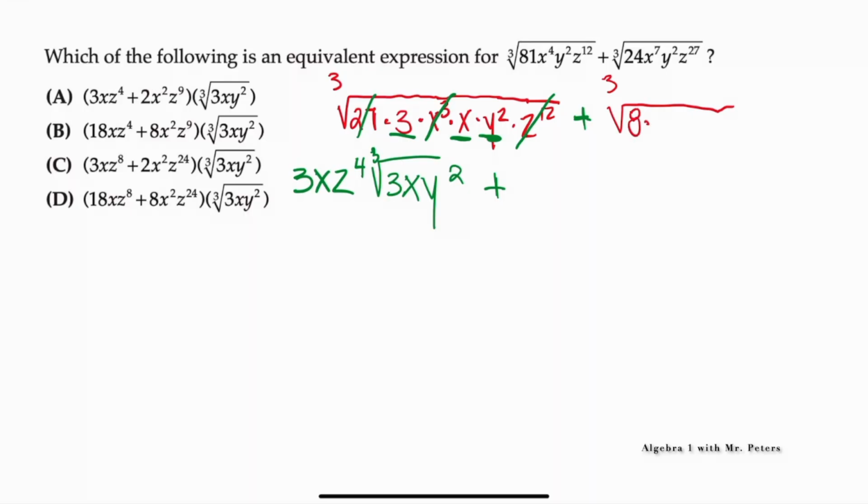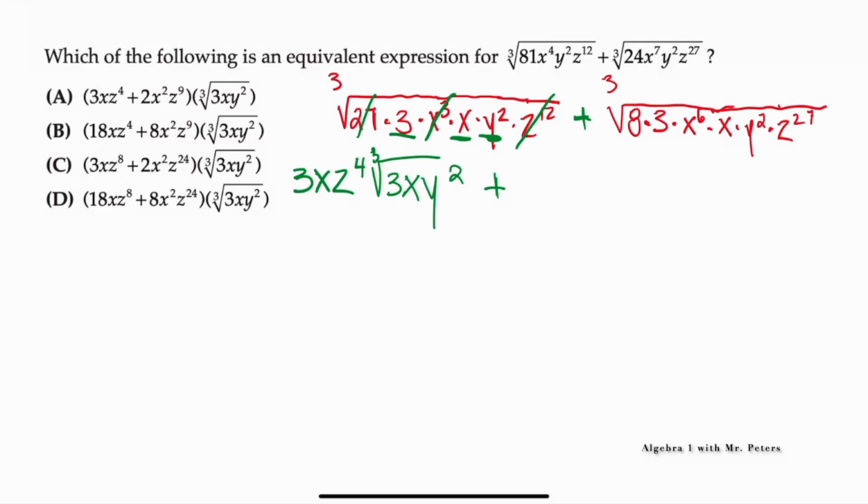Now when we go over to the second radical, we could break this down as the cube root of 8 times 3. And when we go to the variables, I'm going to change x to the 7th as x to the 6th times x. y squared stays the same. And because we could divide 27 by 3 evenly, we're going to leave z to the 27th power as is.